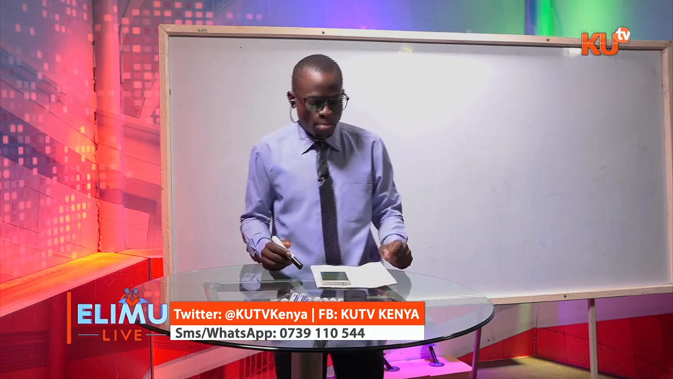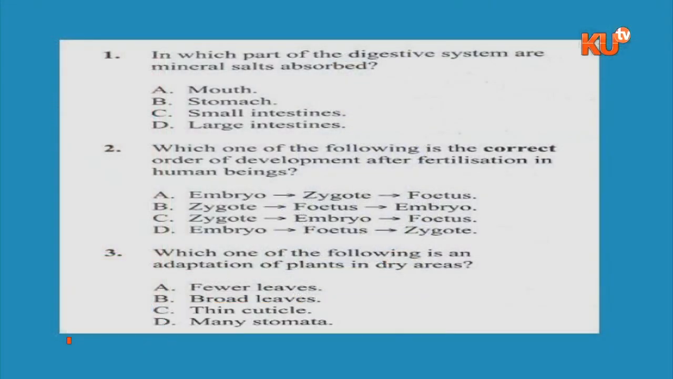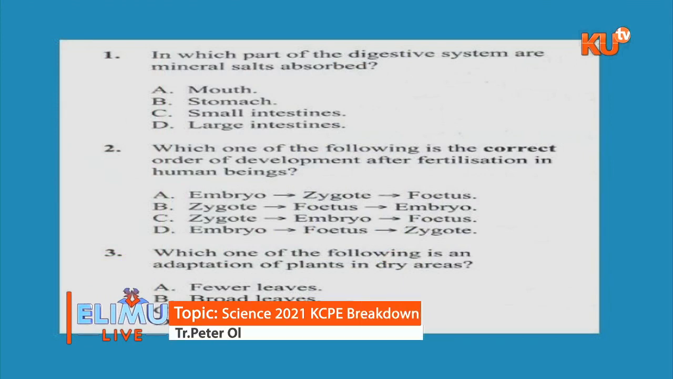Look at A, mouth. Is there any absorption that takes place in the mouth? Is there any absorption, boys and girls? I think no. There is no absorption that takes place in the mouth. But let's look at B. We have stomach. Is there absorption in the stomach, boys and girls? Yes, definitely we are going to have absorption in the stomach.